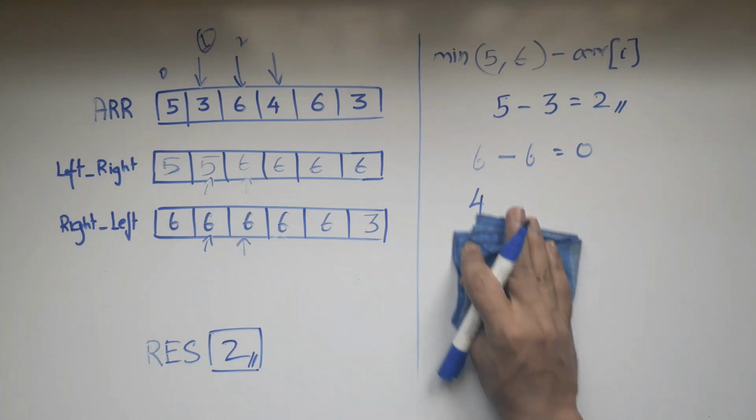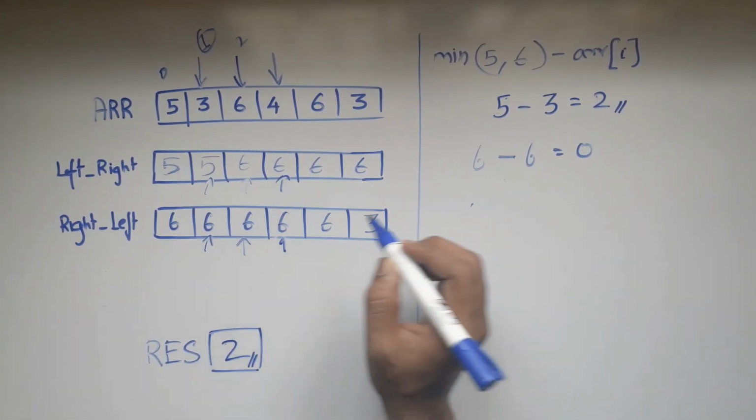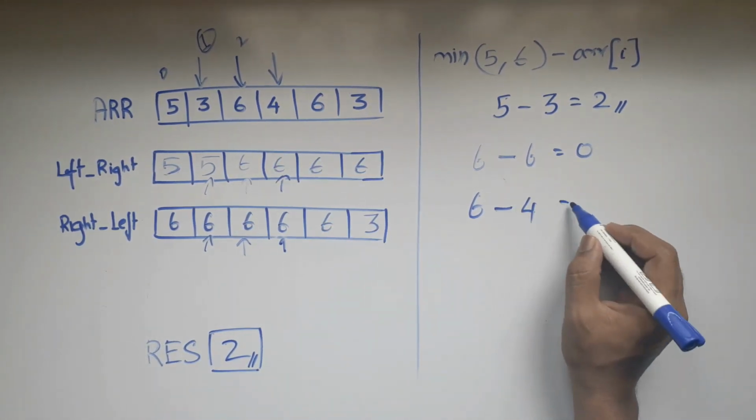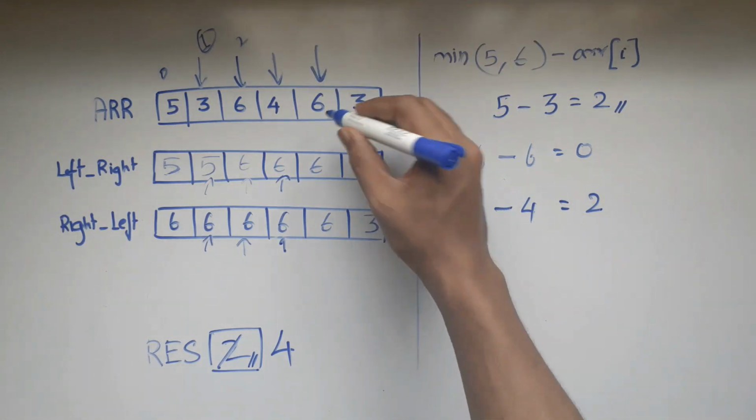If we do, we have to first calculate the minimum element. So the minimum between this 6 and 6 is again 6, and the array value is 4. So our value is 2, which is greater than 0. Now we will update our result. So 2 plus 2 will get 4. Now we'll have to increment it again to 6.